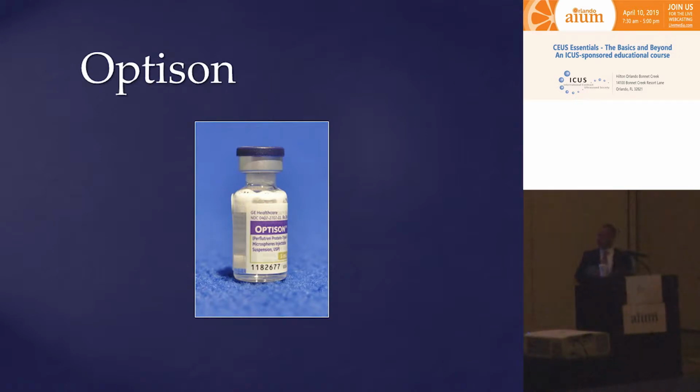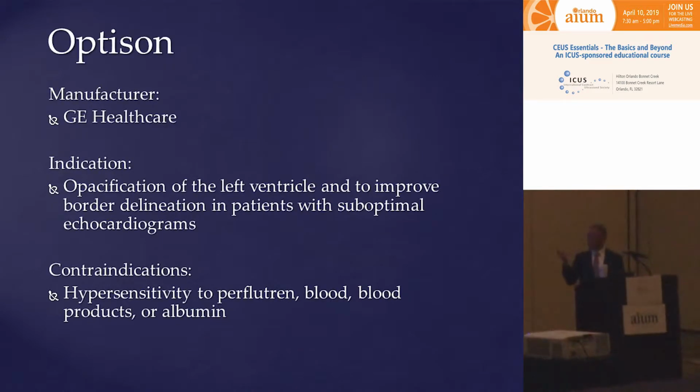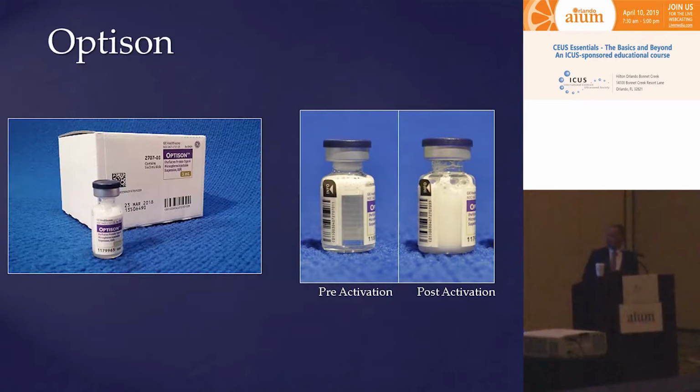Finally, Optison is another agent produced by GE. It comes with this cake of the microbubbles floating on top of the solution. Again, manufactured by GE. Those are approved indications. And this agent is the easiest to reconstitute. It doesn't require any mixing. It doesn't require vial mix.